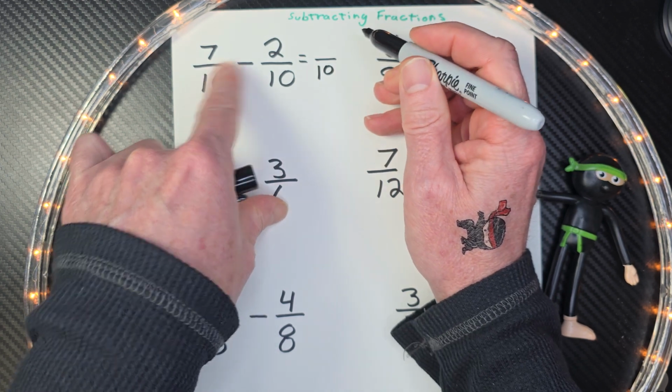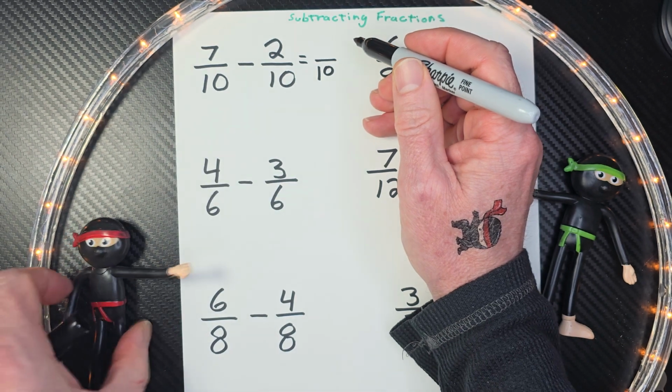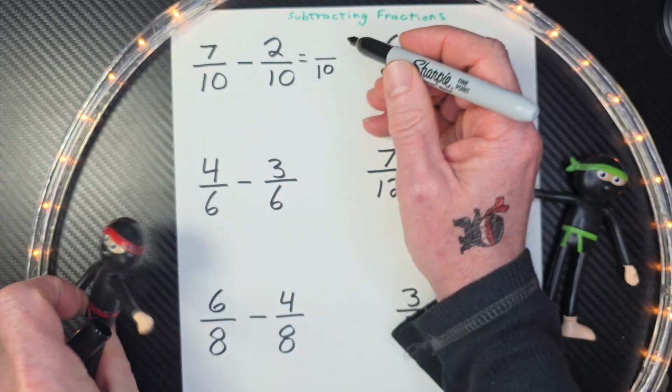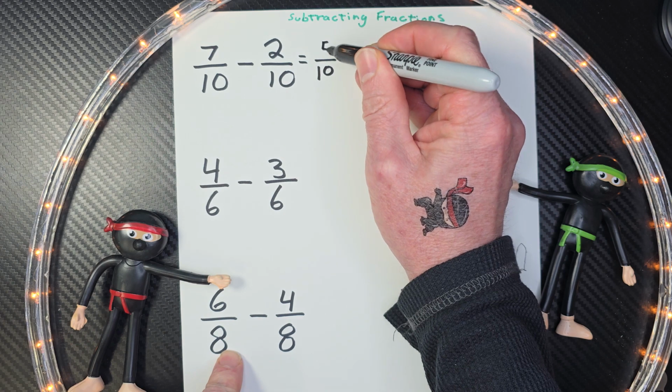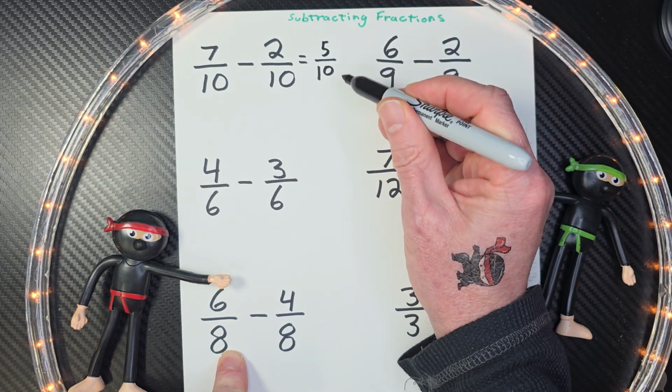And then 7 minus 2. What is 7 minus 2? 5. Very good. So I put 5 right here. So this would be 5/10.